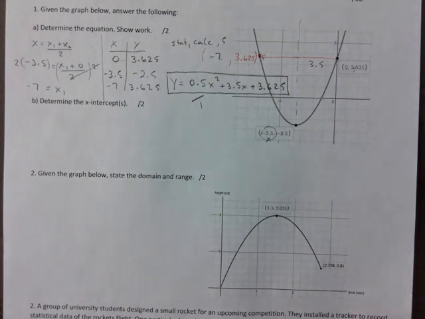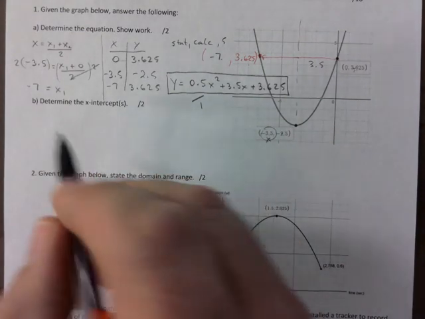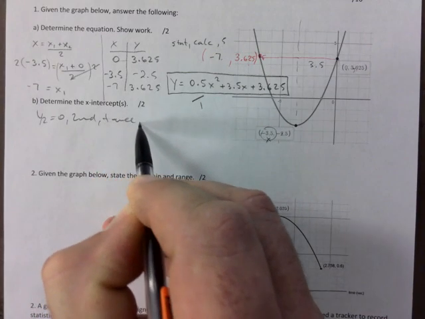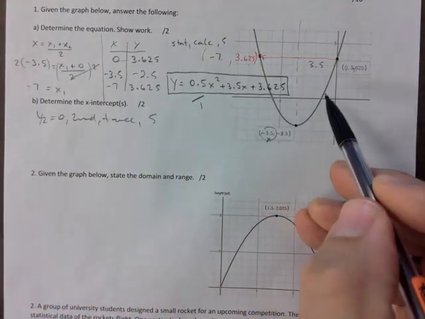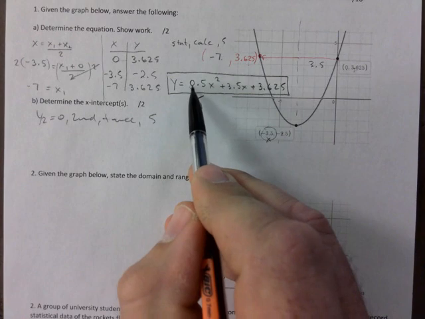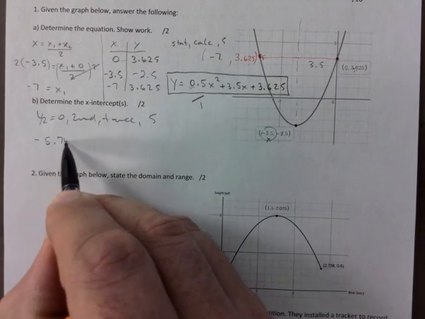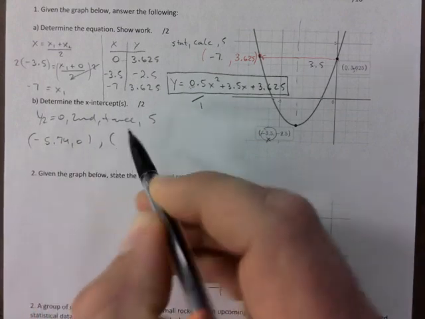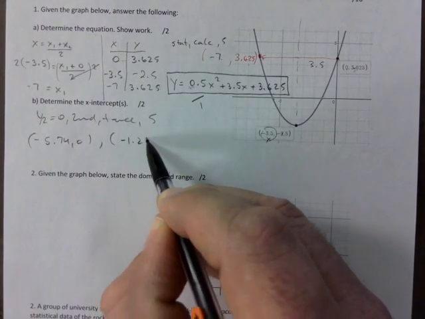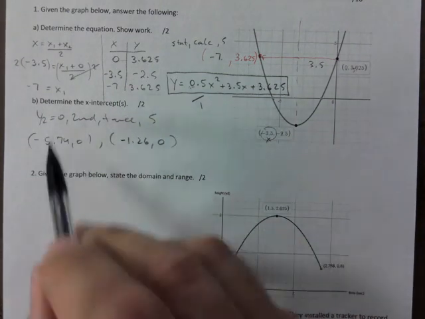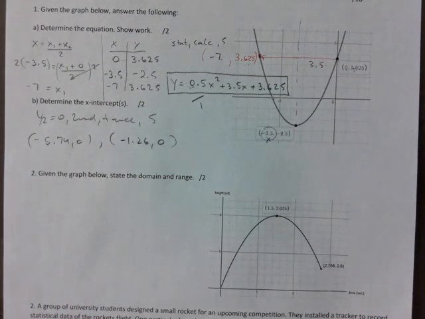I press this, this is how I got it. Determine the x-intercepts. Don't guess them. Once you have an equation, we base it on this. So I will give you those: negative 5.740 is one of them, and negative 1.26 is the other. 2 marks for that, 1 mark for each.